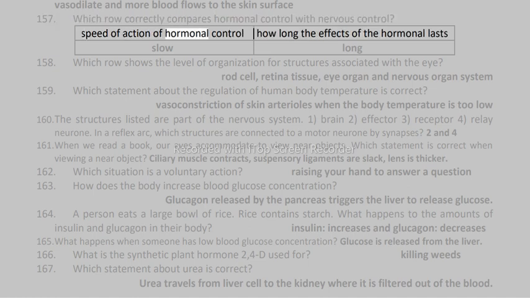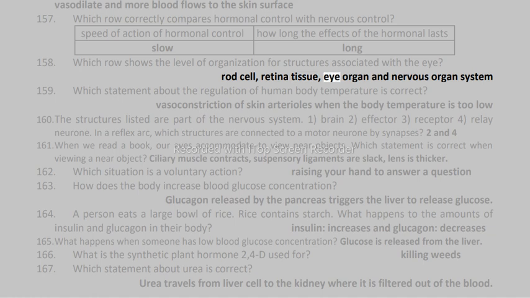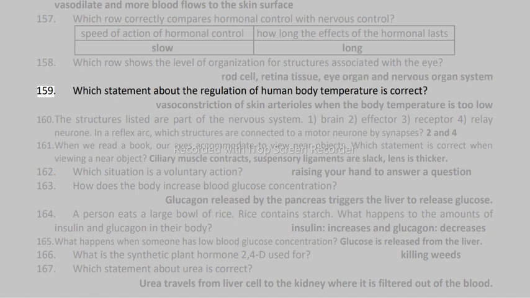156. Which row correctly compares hormonal control with nervous control? Speed of action of hormonal control: slow. How long the effects of the hormonal control last: long. 157. Which row shows the level of organization for structures associated with the eye? Rod cell, retina tissue, eye organ, and nervous organ system.